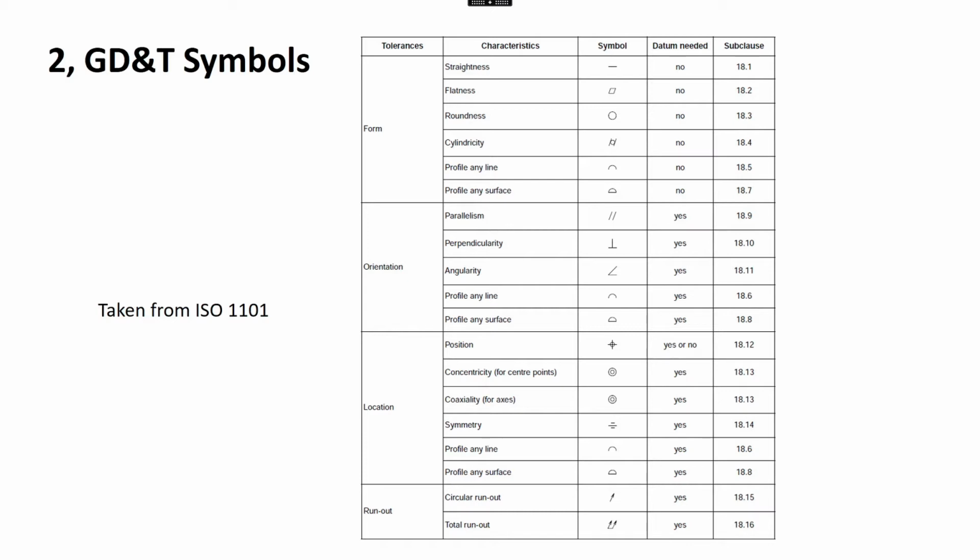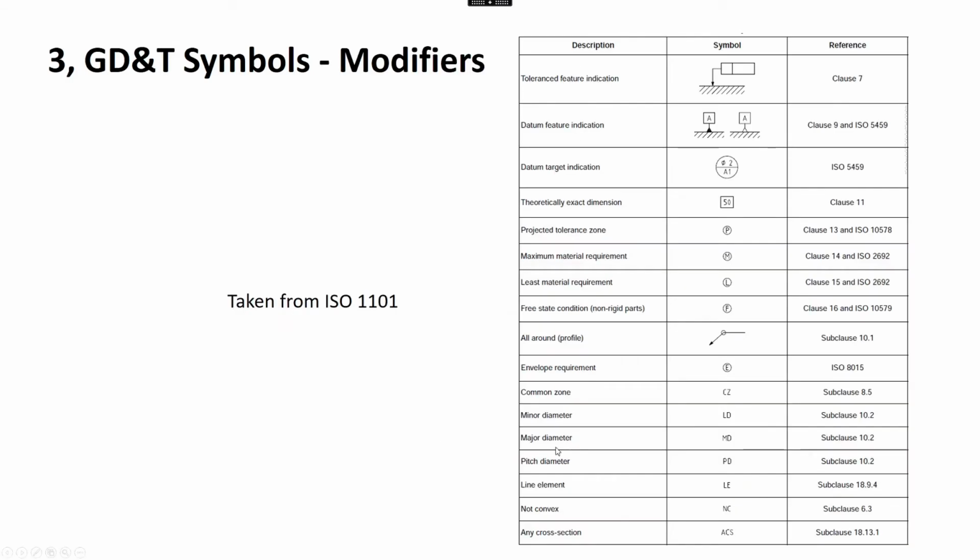Okay, so this table can be used as a reference when you're doing your symbols and whether you need datums or not. Okay, so these are some of the modifiers that you can use, and this is taken from ISO 1101 as well. Some of them are very similar in the ASME, some are very slightly different, but I think the meaning is very similar. So the important ones, you've got the theoretically exact dimension, which is the box dimension. It's where you draw something exact. There's no tolerance on that particular dimension.